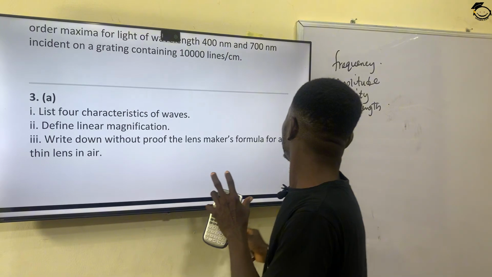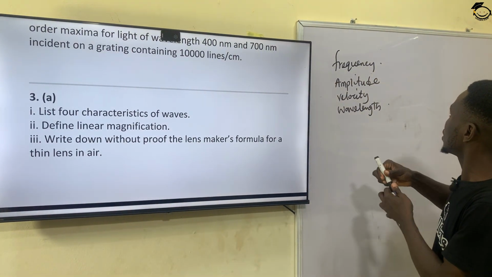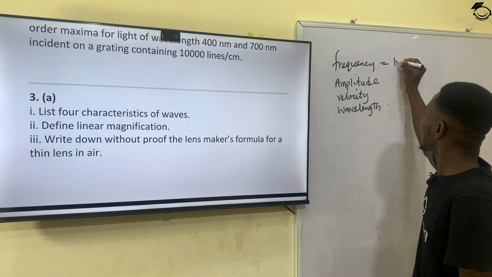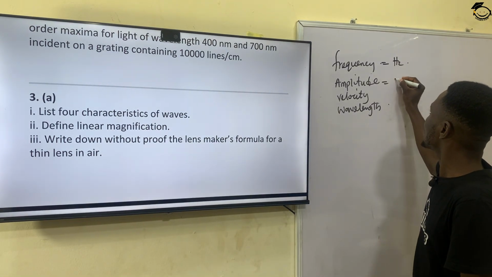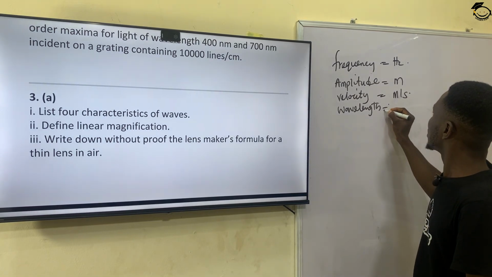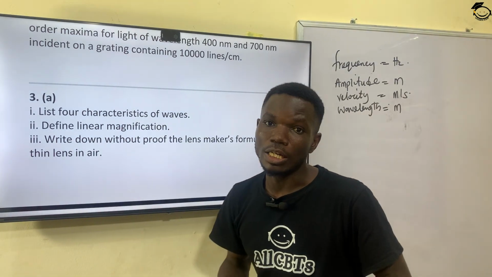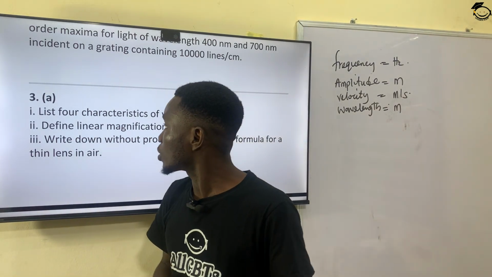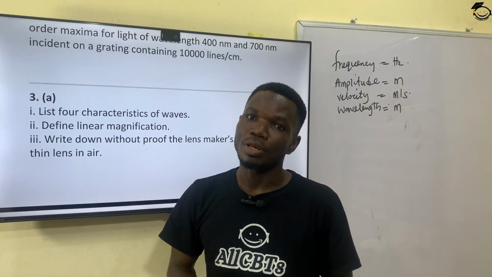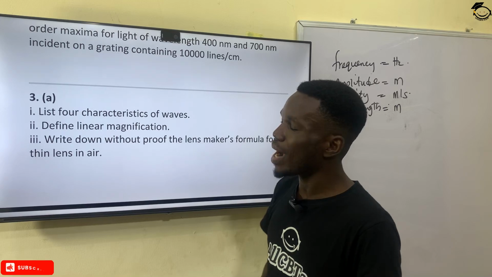Now, these 4 characteristics of the wave, the frequency of the wave is measured in hertz. Amplitude of the wave is measured in meters. Velocity of the wave is measured in meter per second. The wavelength of the wave is also measured in meters. The question said list, so there is no need for explaining what each one of these characteristics of the wave talks about.